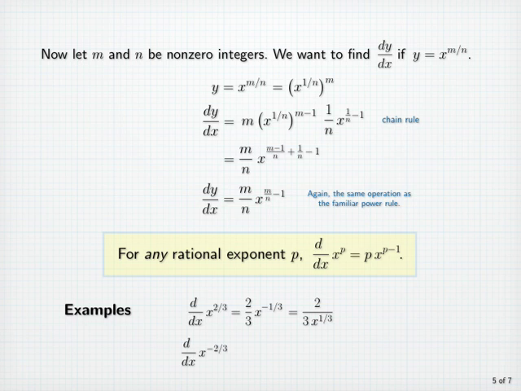The derivative with respect to x of x to the minus 2/3 power is minus 2/3 times x to the minus 2/3 minus 1, or minus 5/3 power. And we could write this as minus 2 divided by 3 times x to the 5/3 power.